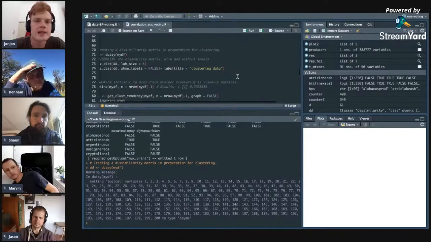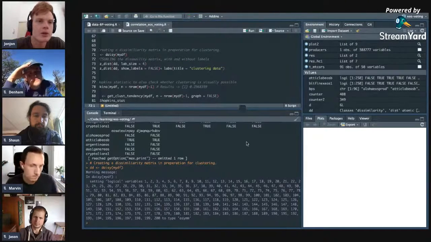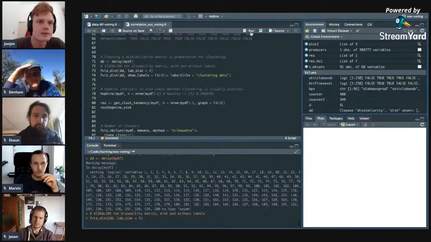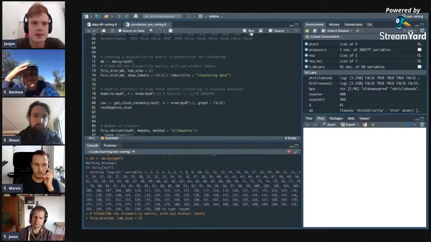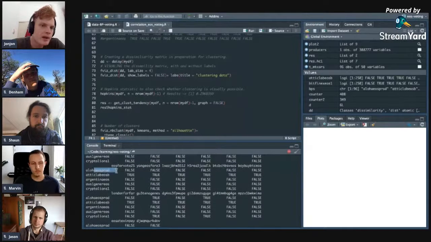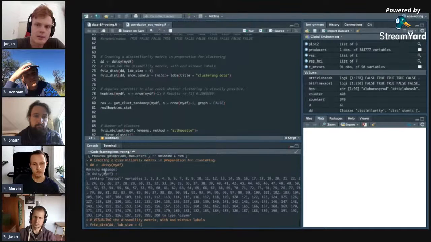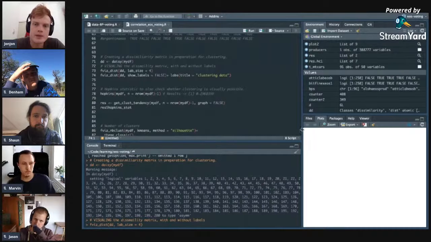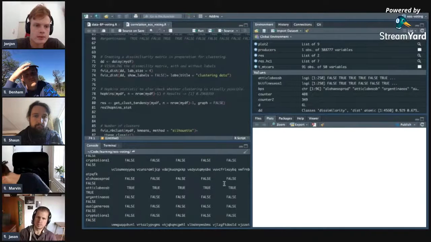So the next thing I'm doing is I'm creating something called a dissimilarity matrix. What a dissimilarity matrix basically allows us to do is check how dissimilar these different entries in our table are. Let me just do this.